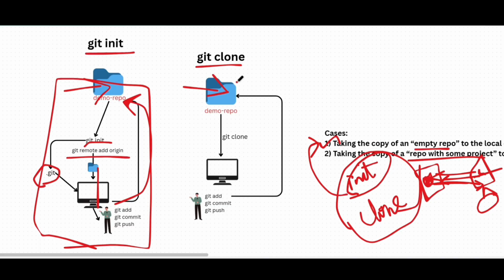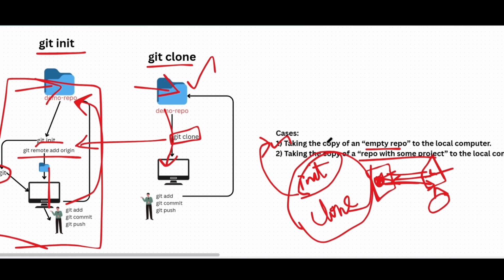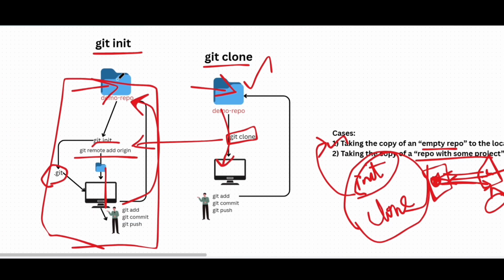Git clone is very similar to git init. To use git clone, we just need to execute the command git clone. Very simple, it works very similarly to git init, but the main difference is that git clone satisfies the two cases that we learned before, while git init satisfies only case number one. So git clone satisfies case number one as well as case number two. That is the main difference, but most of the time I prefer using git clone. Today we will be practically learning about git clone.